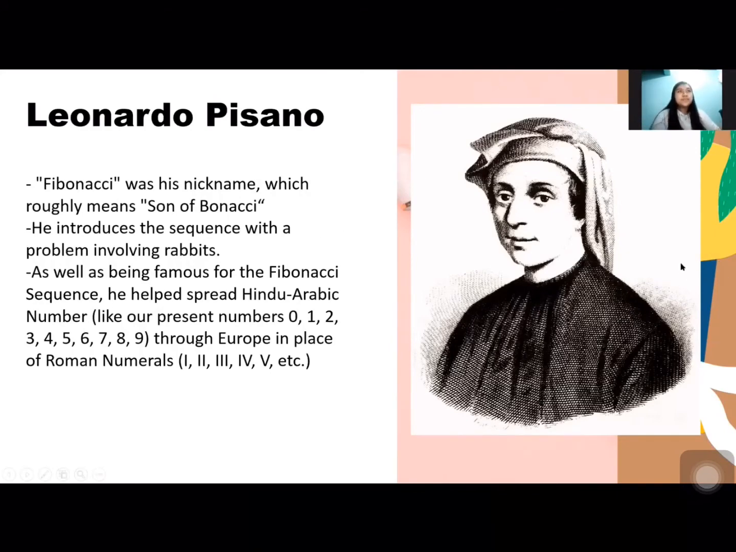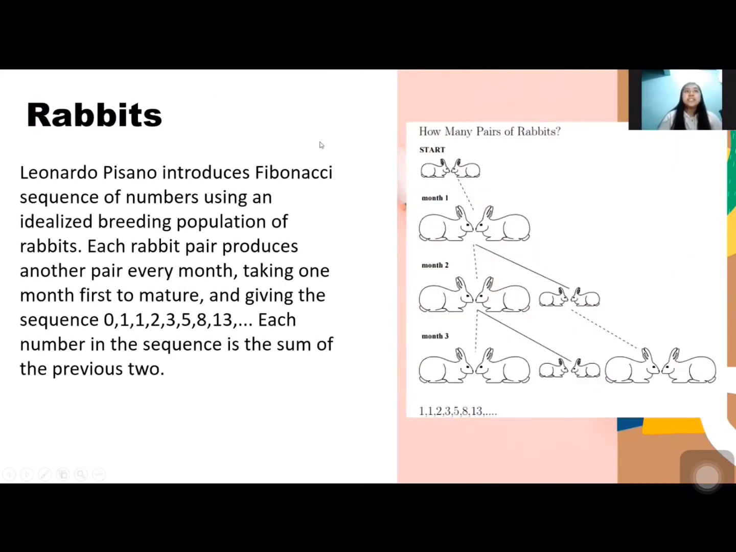Rabbits. Leonardo Pisano introduces the Fibonacci sequence of numbers using an idealized breeding population of rabbits. Each pair produces a pair every month, taking 1 month first to mature, and giving the sequence 0, 1, 2, 3, 5, 8, 13, and so on. Each number in the sequence is the sum of the previous two.